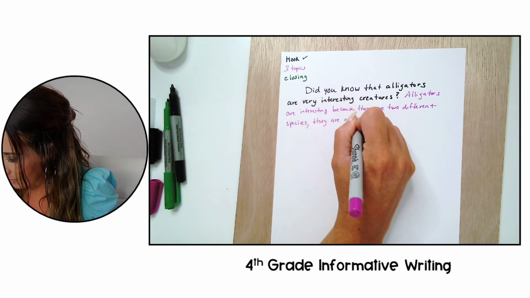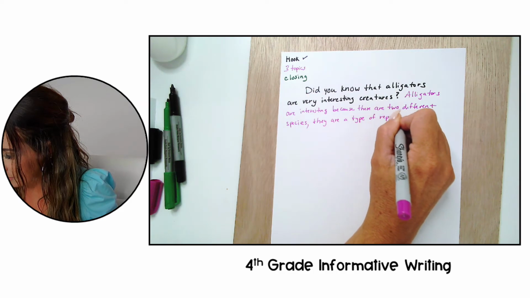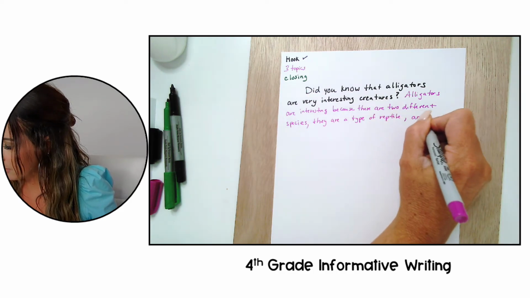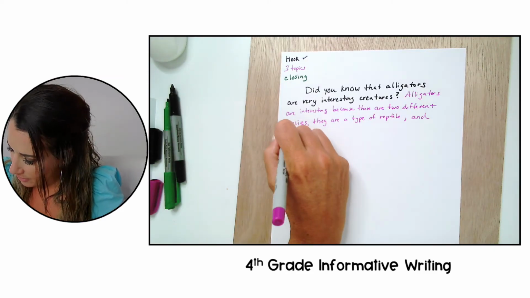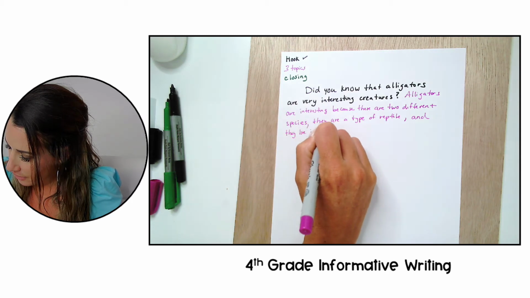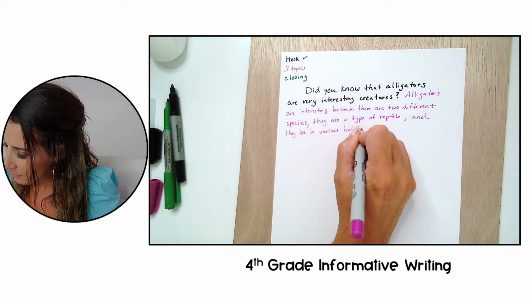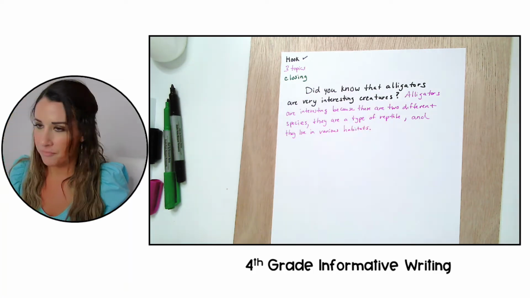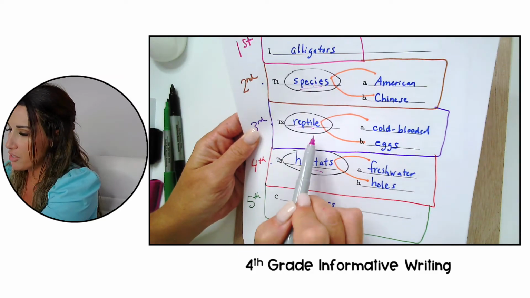They are a type of reptile, and type of habitats, they live in various habitats. Okay, so that's my 3-topic sentence. I'm done. So I named my 3 topics: species, reptile, and habitat.